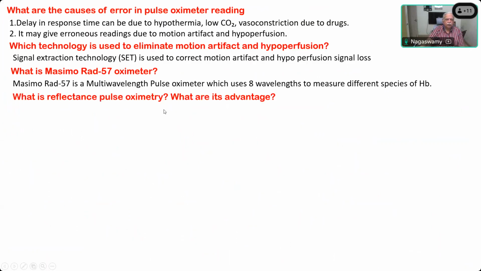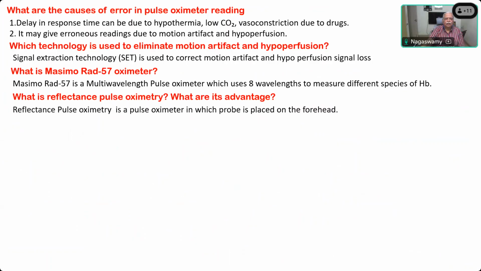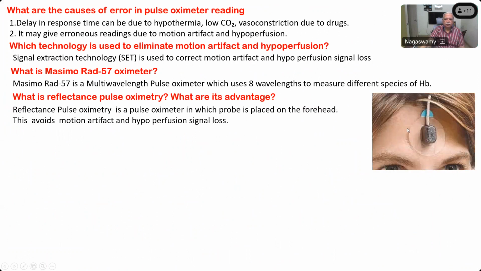What is reflectance pulse oximetry? What are the advantages? It has 2 points of fixation. As the distance increases, depth increases. It's a pulse oximeter whose probes are placed on the forehead, and this avoids motion artifact and hypoperfusion signal loss. So it is like this.